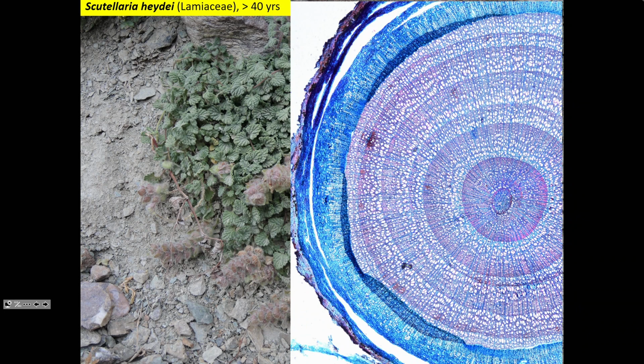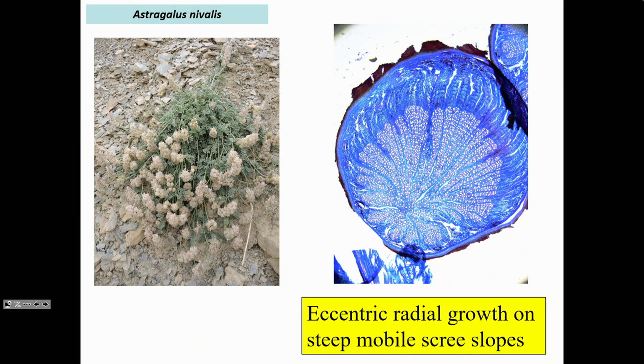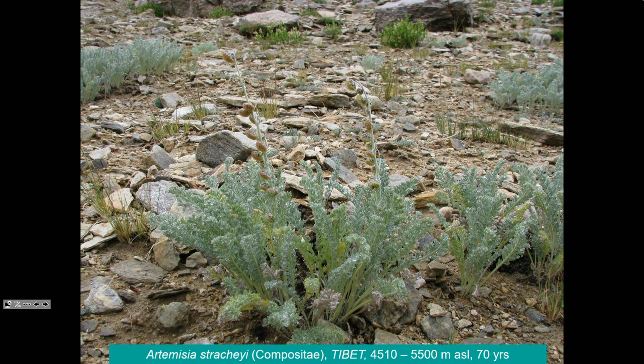So this is a ring-porous species. You can see the huge earlywood vessels followed by the small latewood cells with heavily lignified secondary cell walls. And of course, the plants that grow within the screes do show this kind of eccentric radial growth, similarly as our maple or beech trees on the steep slopes in the Carpathians, in the Tatras.